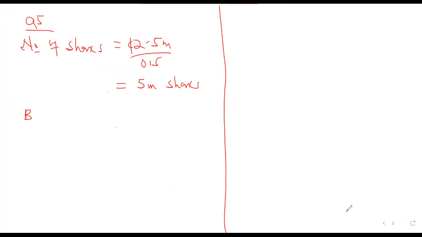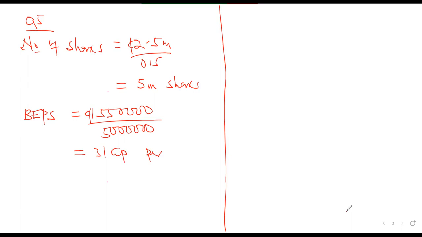So our basic earnings per share will be calculated as 1,550,000 divided by 5 million. So what are we having? I mean 31 pesos. Is that correct? Yes, it's right.